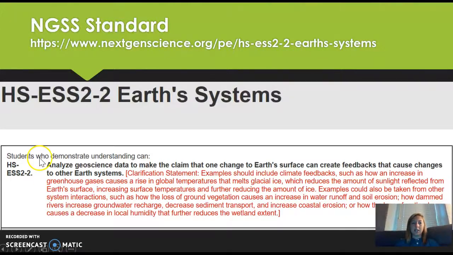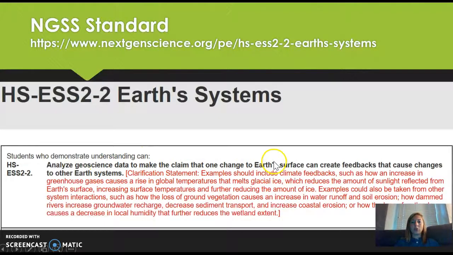So I ended up with this standard, which was a high school standard that relates to Earth systems because we were really looking at the water in terms of how the water either runs off or infiltrates inside of the soil. The standard says that students will be able to analyze geoscience data to make the claim that one change to Earth's surface can create feedbacks that cause changes to other Earth systems.